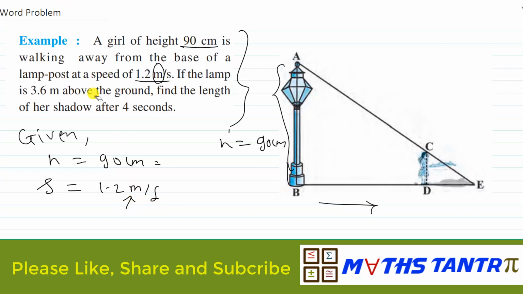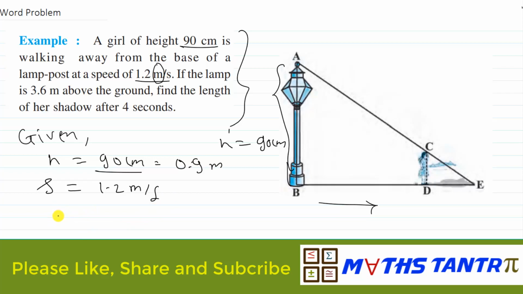Here, as it is in meter per second, that means we have to convert all the lengths in meters. Here 90 centimeter will be 0.9 meter. You know how to convert centimeter into meter. Just divide the given centimeter by 100. You will get the meter.